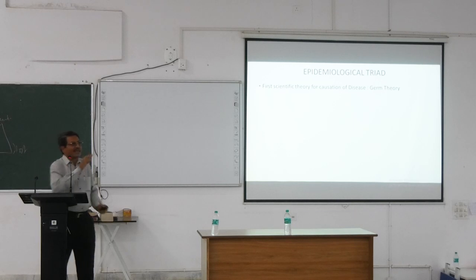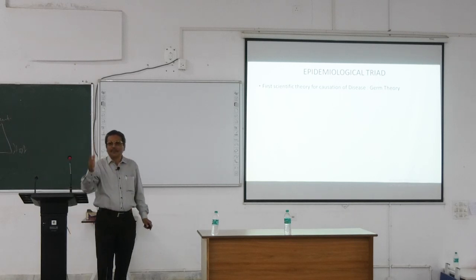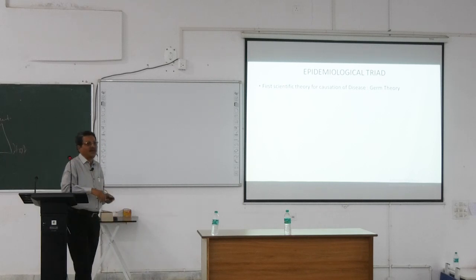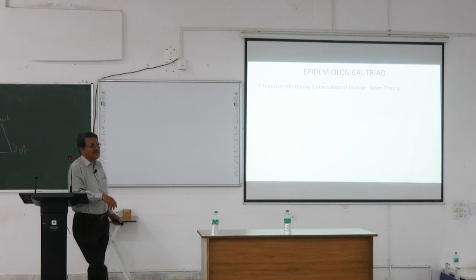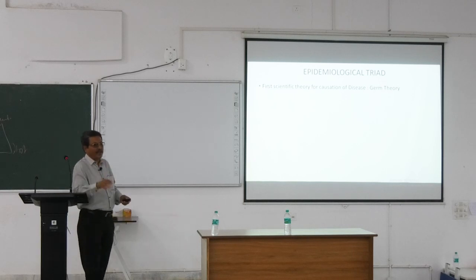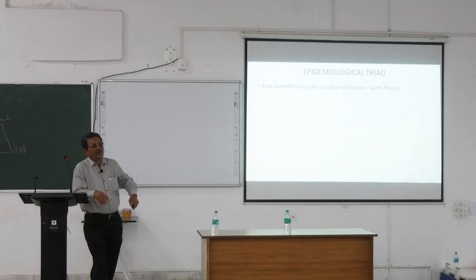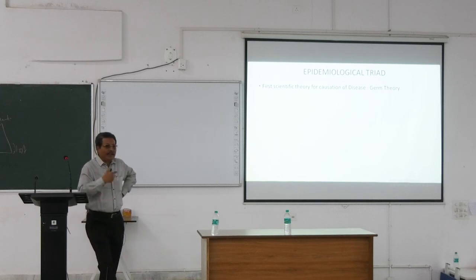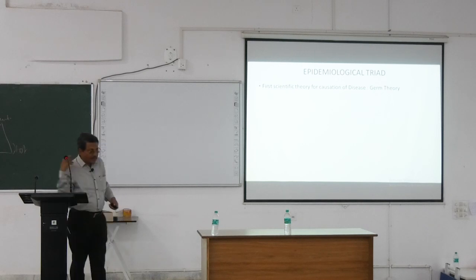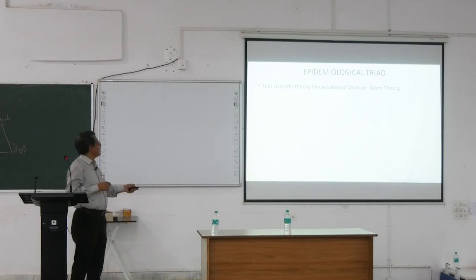People understood that there are some germs. Those germs may be bacteria, viruses, parasites, etc., and they cause the disease. Other factors you have to know. So one scientific theory for disease causation was the germ theory. Plenty of germs are in the environment, in the air, in the water, in the soil, etc. We are sitting here, crores and crores of germs are around you. But not all of you are suffering from disease. So when we suffer from disease, that is due to the action of agent, host, and environment.